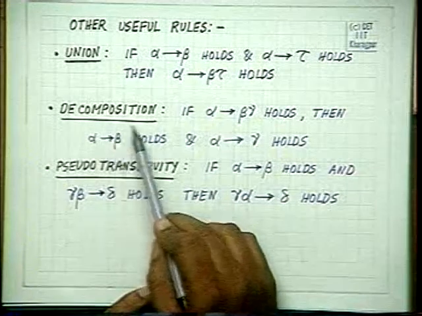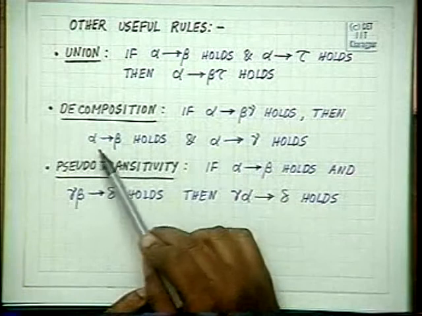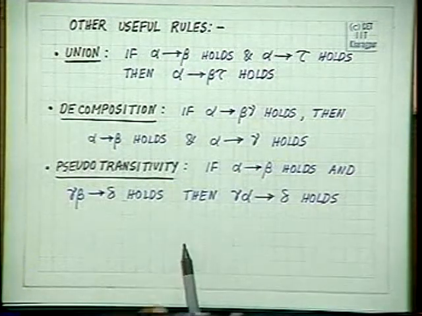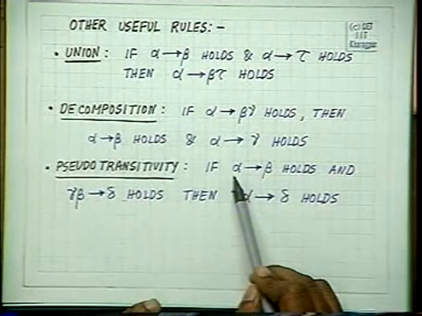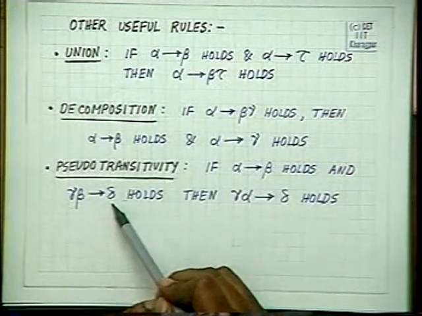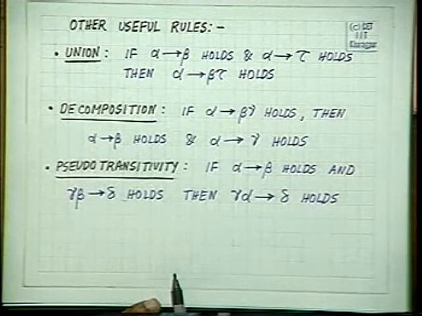The second is the decomposition rule. If alpha to beta gamma holds, then alpha to beta holds and alpha to gamma holds. And the third is the pseudo transitivity rule, which says that if alpha to beta holds and gamma beta to delta holds, then gamma alpha to delta holds.